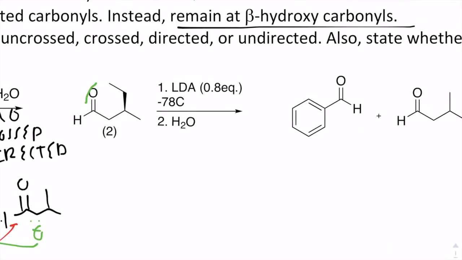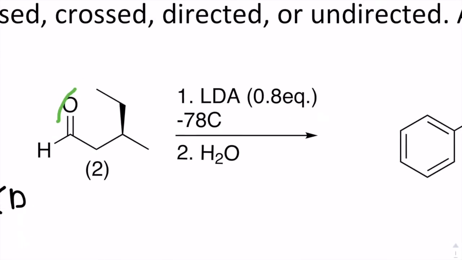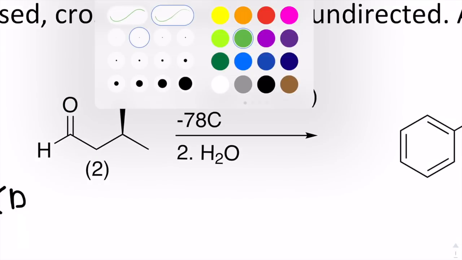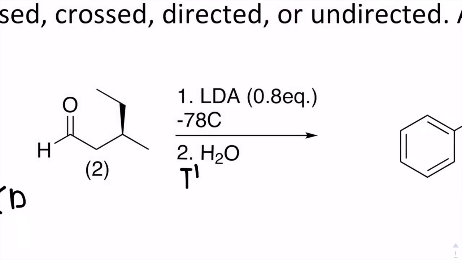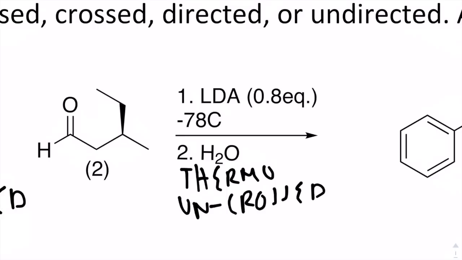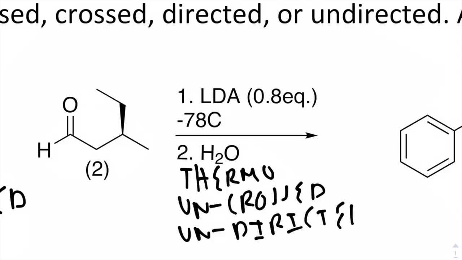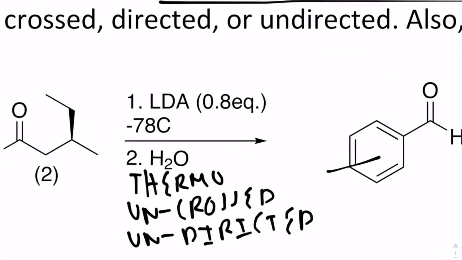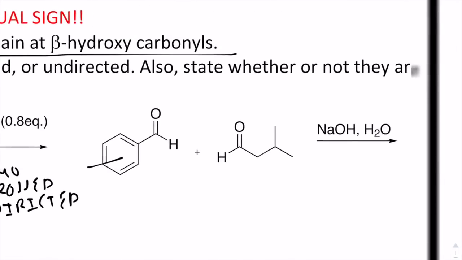All right, so let's look at the next one. In this case, we see LDA is less than 1 equivalent, so that tells me it's thermodynamic control. And the next thing is, do I have two of the same molecule? Yes, I do. So this is uncrossed, and the same thing where we just talked about how it's undirected, because both of those molecules, even though they are the same thing, have alpha protons.